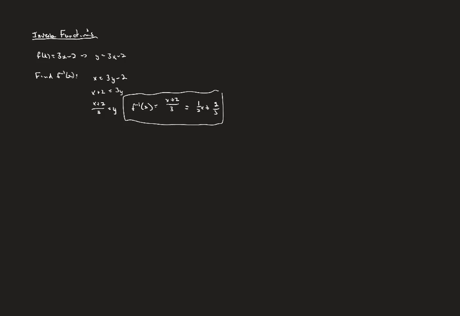So let's look at the graph of this, because what we want to also understand is the relationship between a function and its inverse graphically. So I'm going to graph f in yellow. So we have negative 2 as the y-intercept, 3 is the slope, and so our graph of f of x is going to look like that yellow graph.